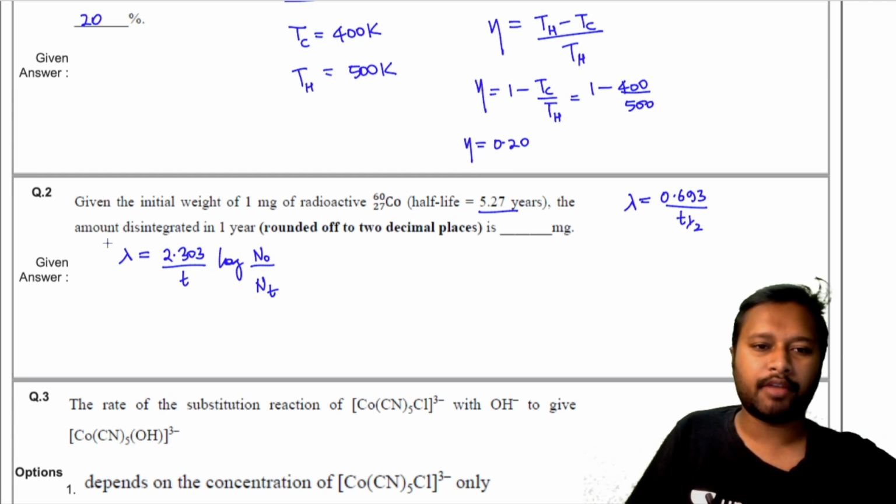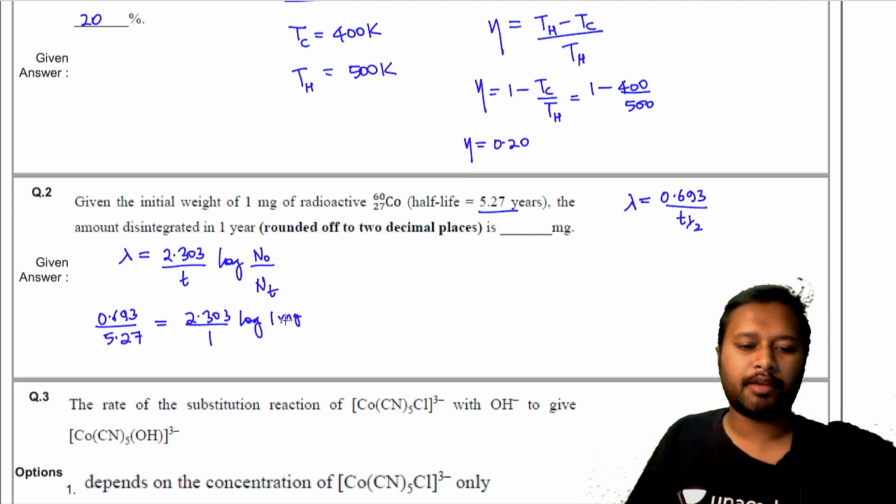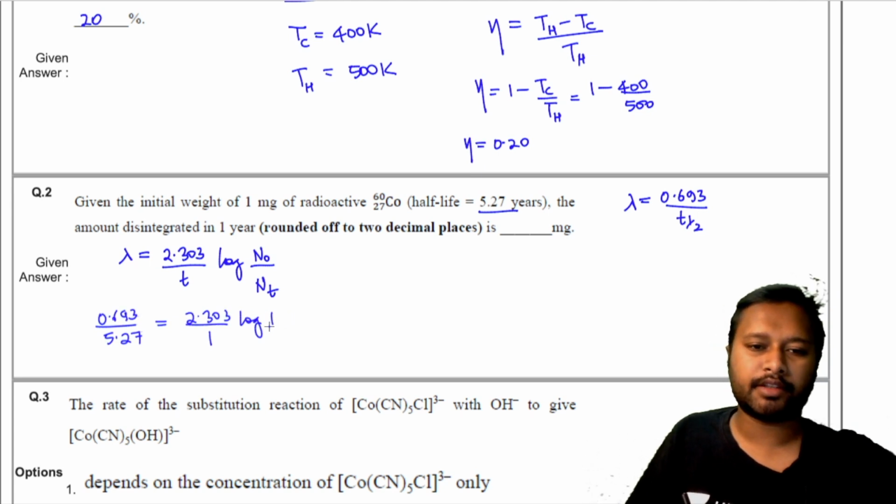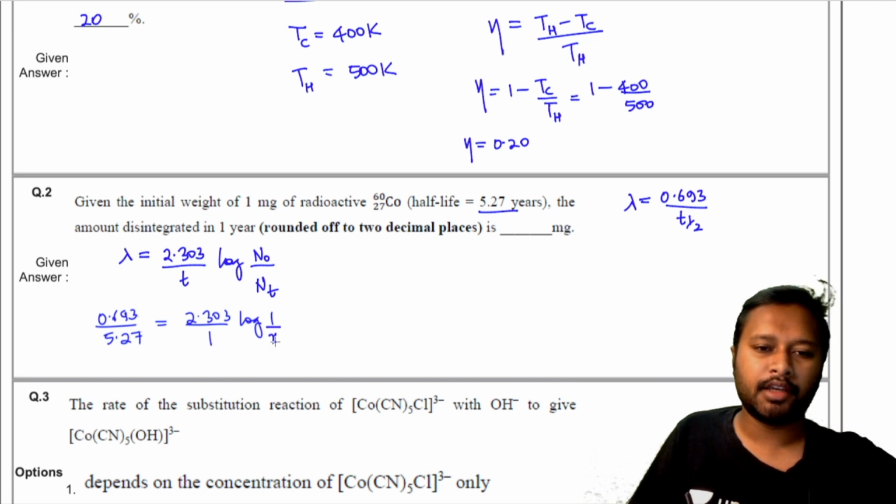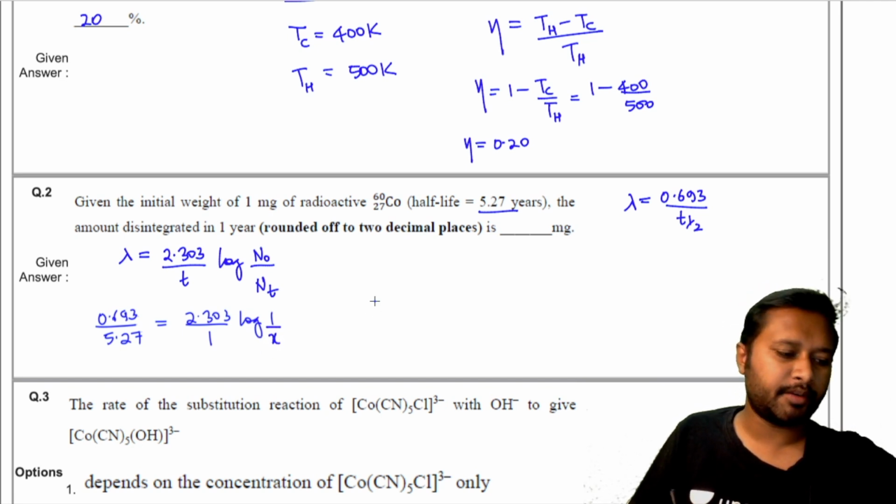So you can put the values over here. This will become 0.693 divided by T half, which is given to you as 5.27 years. Let's keep it like that only. Equals 2.303 over the time, which is 1 year, so I am keeping it 1. Then you have log of the initial value, which is 1 milligram, so let's write it down just like 1. We'll get the answer in milligram only, so let's not convert anything. The final weight we don't know, so let it be x.